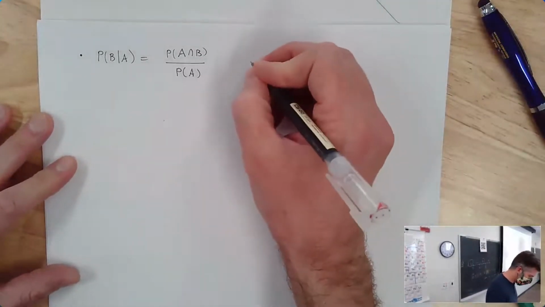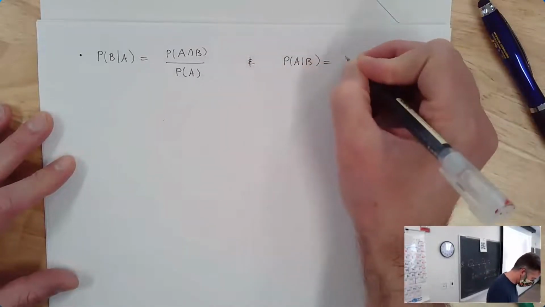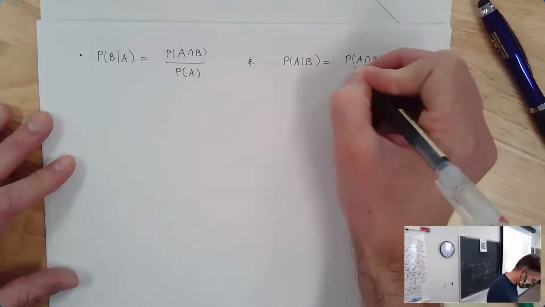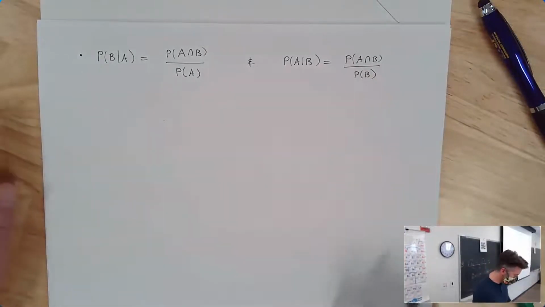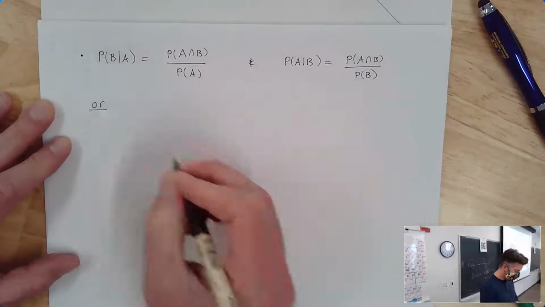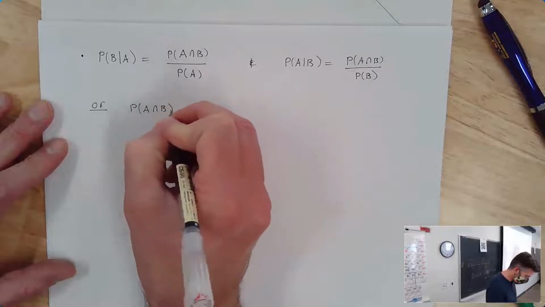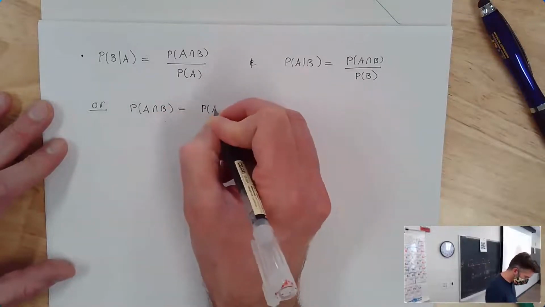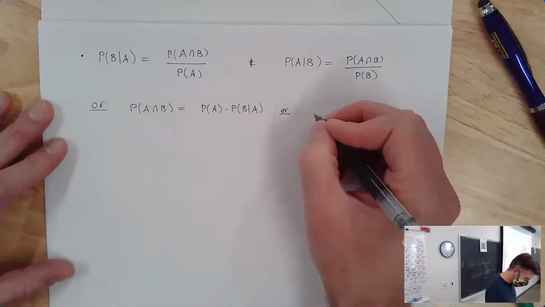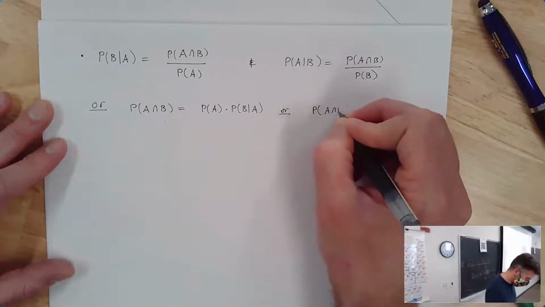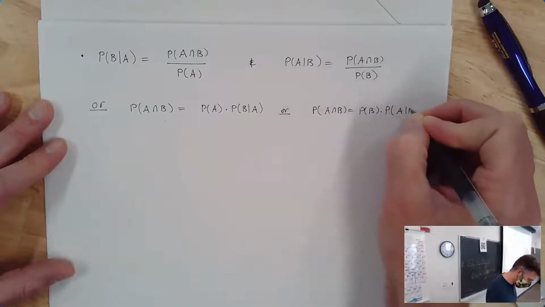First of all, you can switch around the roles of A and B. So you can say the probability of A given B is again the probability of A and B divided by the probability of B. And then you can also solve for the intersection and say, I'm going to write the probability of A intersect B as the probability of A times the probability of B given A, or the probability of A intersect B is the probability of B times the probability of A given B.